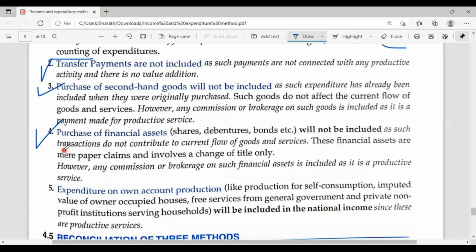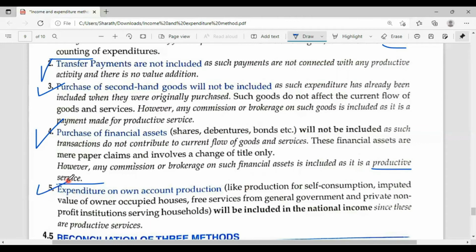And the fourth precaution is the purchase of financial assets. Financial assets are nothing but shares, debentures and bonds. The value of these financial assets will not be taken into consideration. The reason is that through this operation, no goods and services are produced and there is no flow of any goods and services. It is just paper work, and there is only a change in the ownership title, nothing more. So we do not consider any financial assets in national income accounting, because no productive activity is taking place. But the commission and brokerage generated due to this operation will be included, because some productive services have been generated. Okay, this is the fourth precaution.